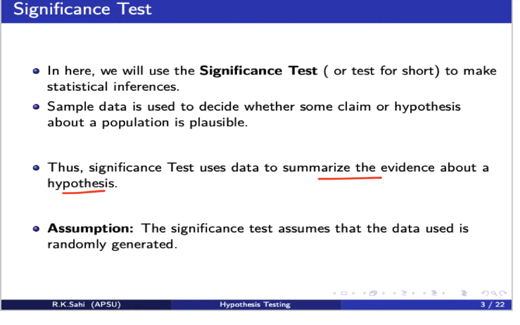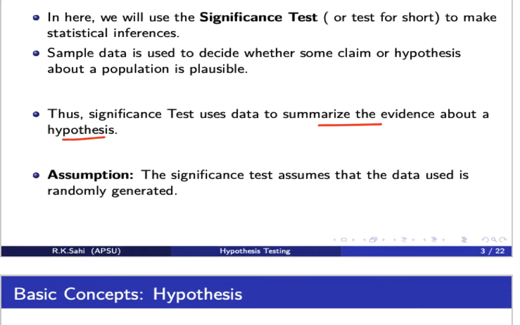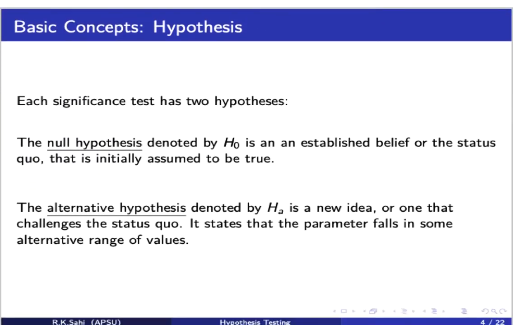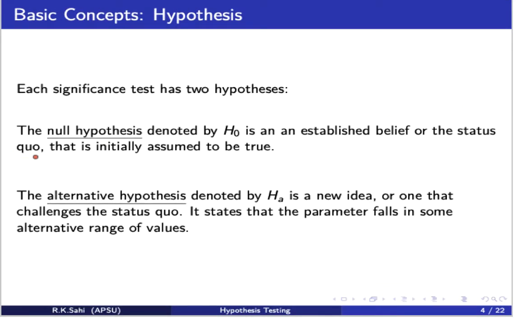For the hypothesis, we need two things. For every test, we need two hypotheses. One is called the null hypothesis, which is denoted by H sub 0. It is basically saying what we are assuming to be true initially. The second hypothesis in the significance test is the alternative hypothesis, which is denoted by HA. This is the one which challenges the status quo. It is a new idea, which states that the parameter falls in some alternative range of values.